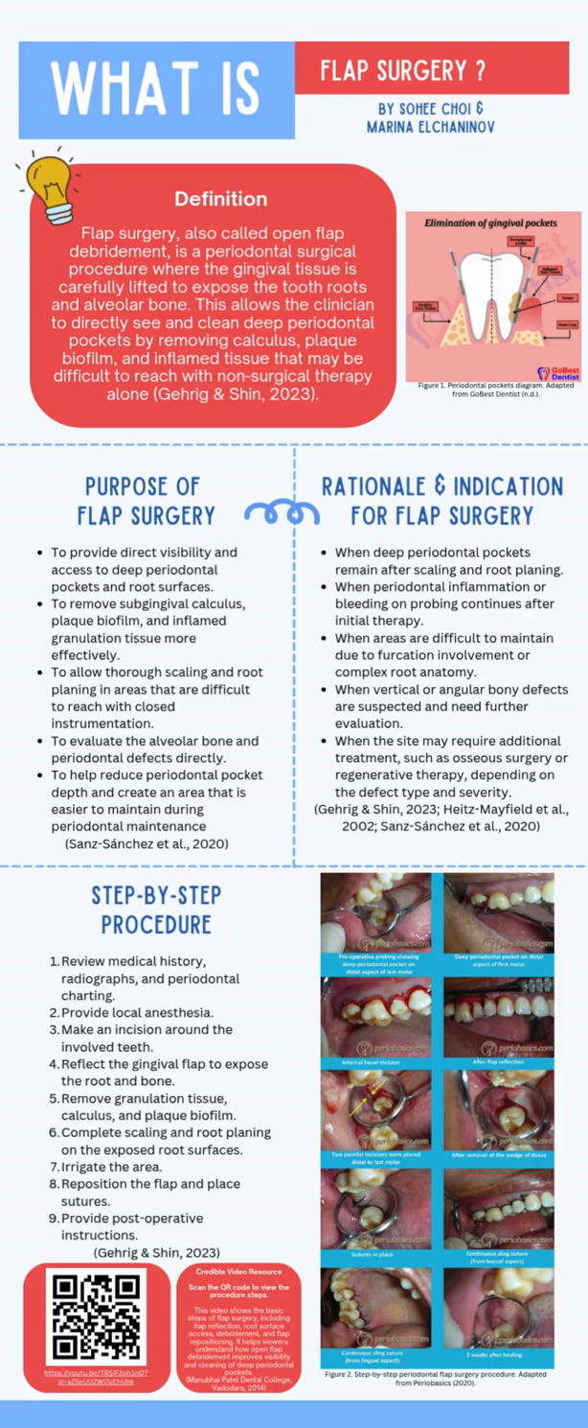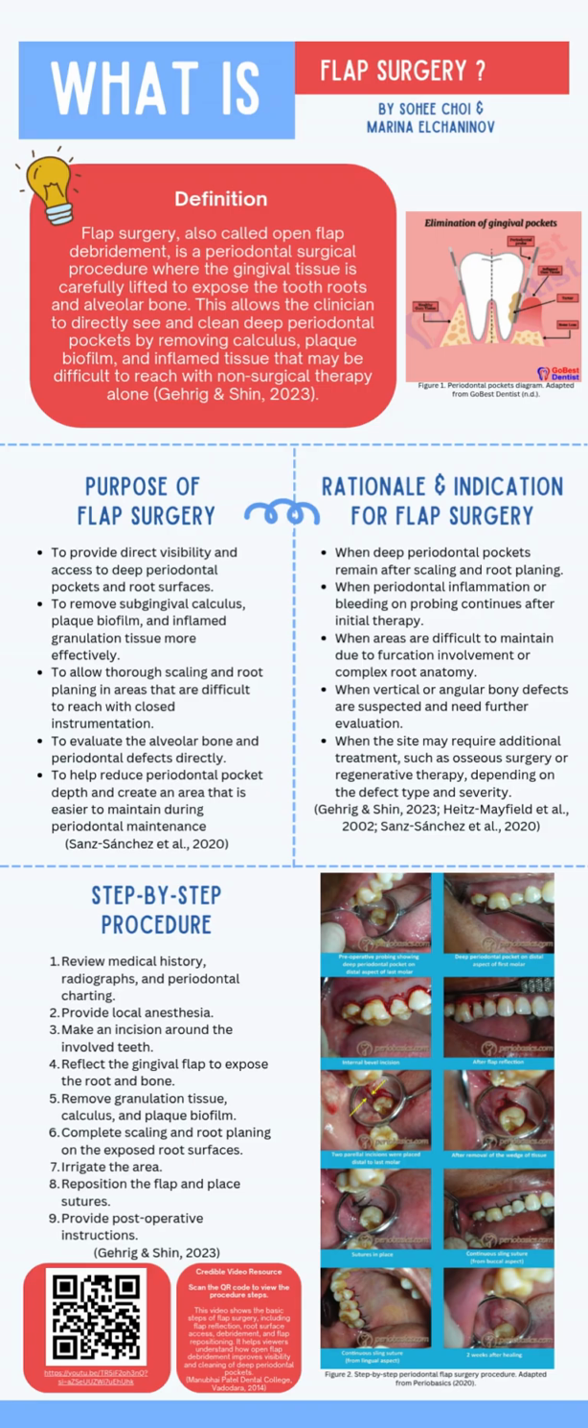The procedure begins with reviewing the client's medical history, radiographs, and periodontal charting. After local anesthesia is given, the dentist or periodontist makes an incision and reflects the gingival flap. Then granulation tissue, calculus, and biofilm are removed. The exposed root surface is scaled and root planed. The area is irrigated, and the flap is repositioned and sutured. Post-op instructions are given at the end.